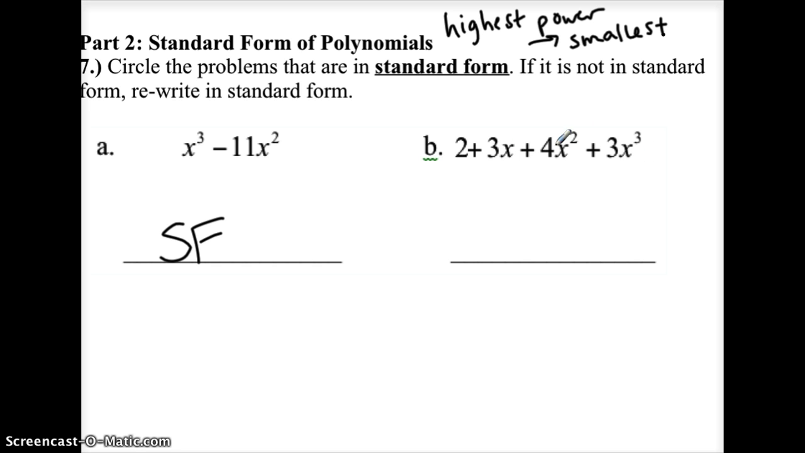Part B, the highest power is a 3, and it's all the way at the end. So we need to rearrange this one. 3x cubed should be first, and once I use it, I like to cross it out so I don't get confused. The next highest power would be this power of 2, so I should put plus 4x squared. Remember, you need to separate your terms with plus or minus signs. Next, I would put the 3x, and then finally, since 2 is positive, we'd write plus 2. All right, let's look at some more.